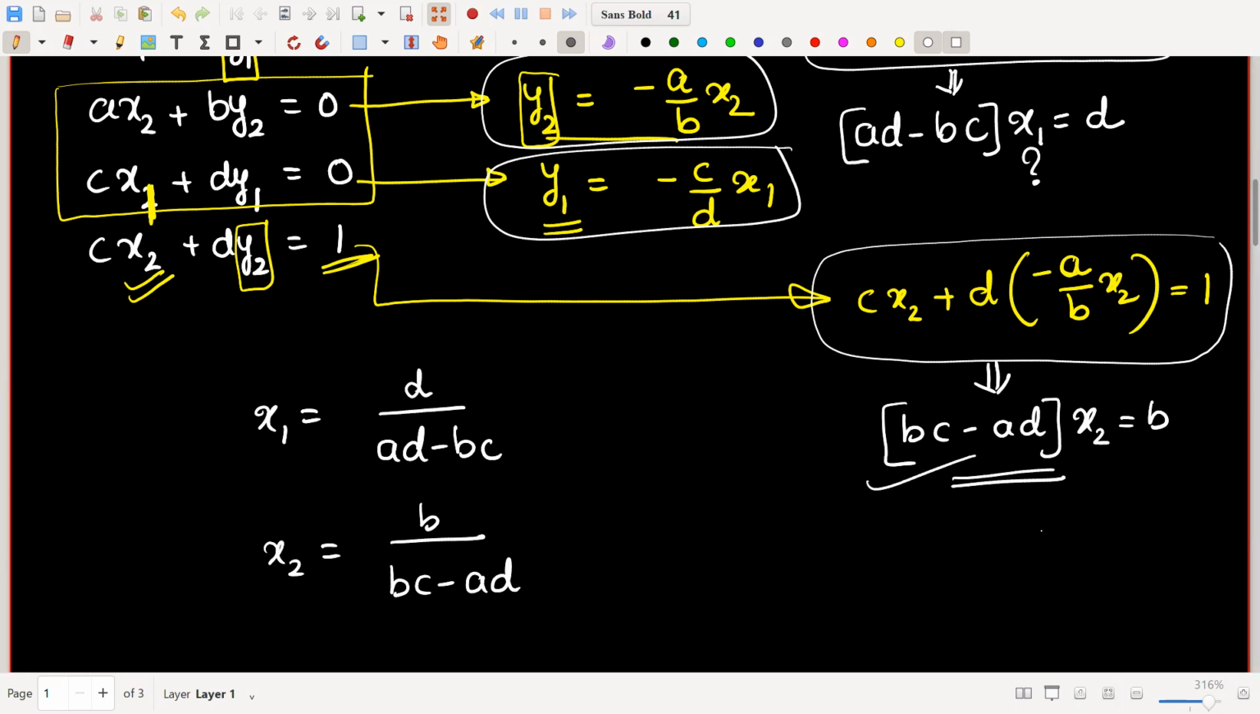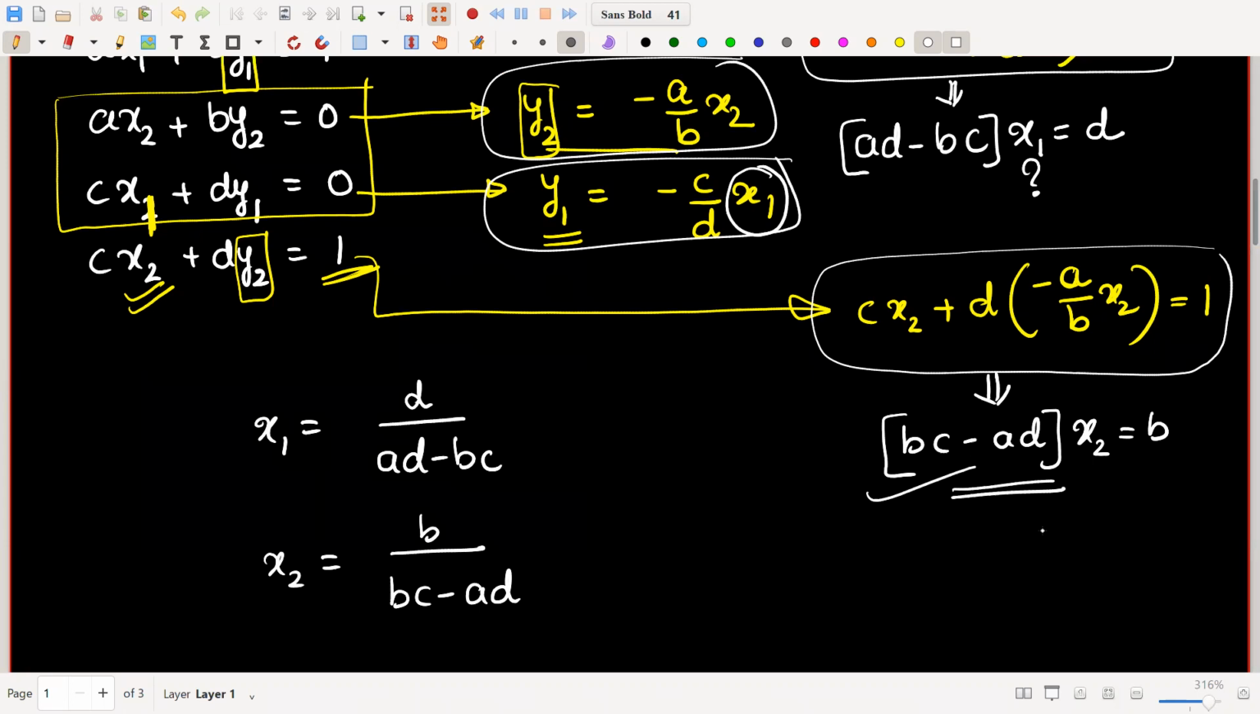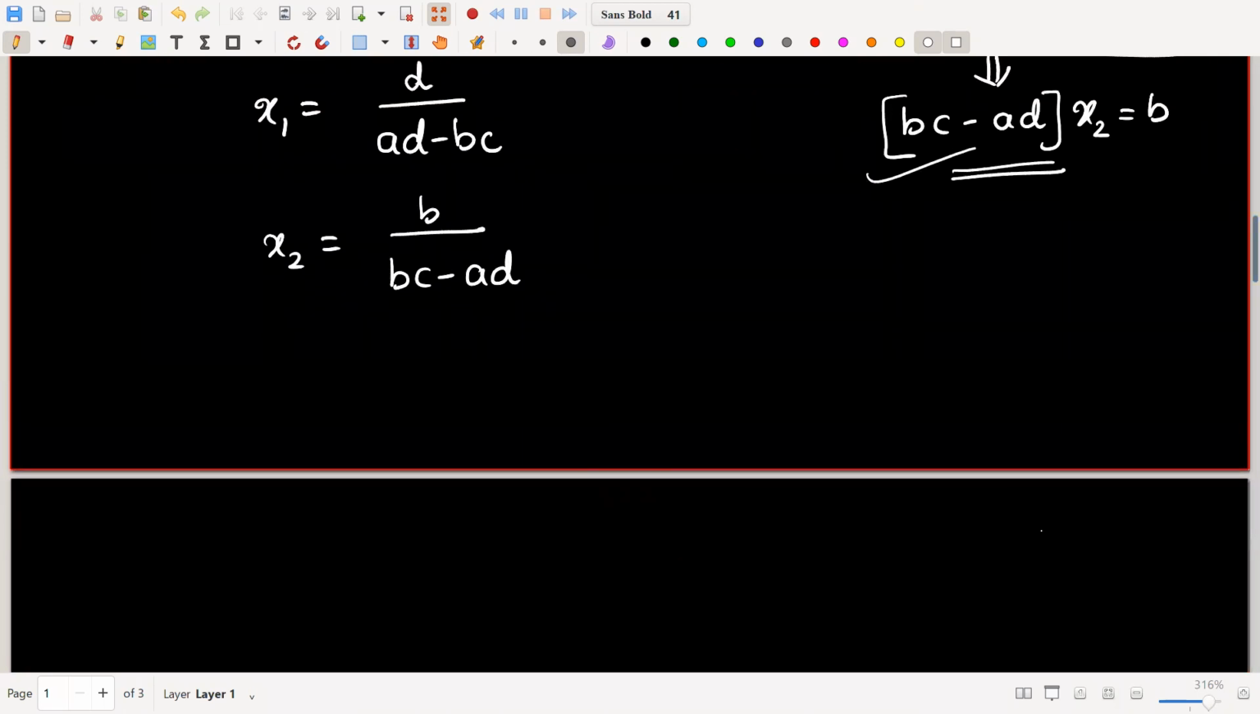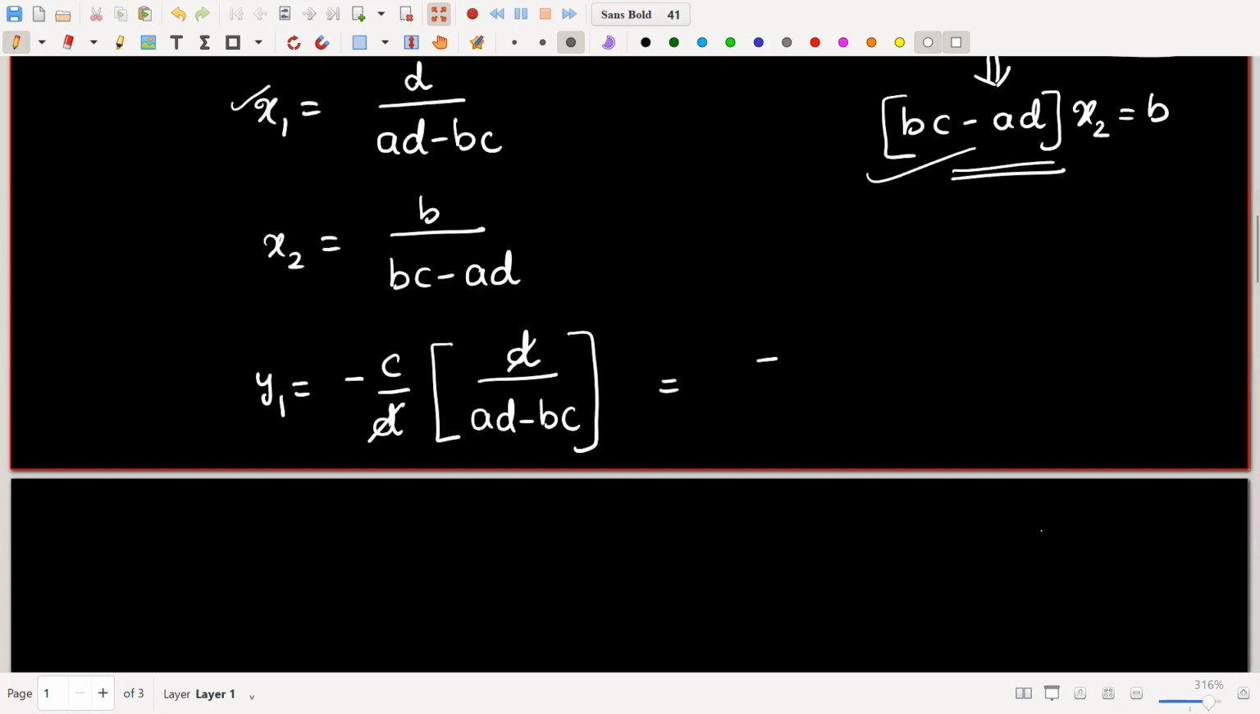Now, what is our y1? So y1 is minus c by d times x1, right? So y1 is equal to minus c by d x1, where x1 is this. Just plug in here. So d over ad minus bc, cancel out these two. You have minus c over ad minus bc.